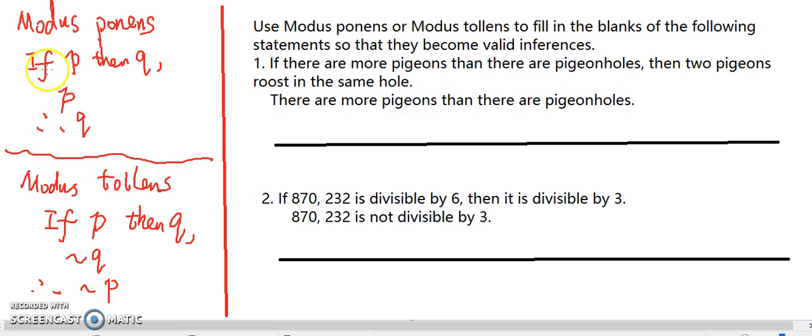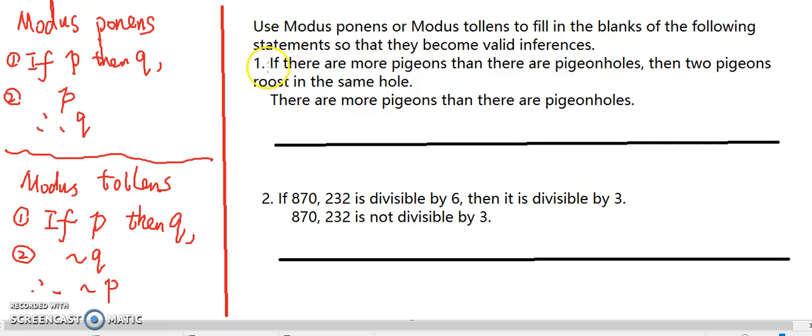So for both Modus Ponens and Modus Tollens, we have two premises and one conclusion. But in general, any argument could have more than two premises. Now let's look at how we use Modus Ponens and Modus Tollens to fill in the blank to finish this argument, to make it a valid argument.